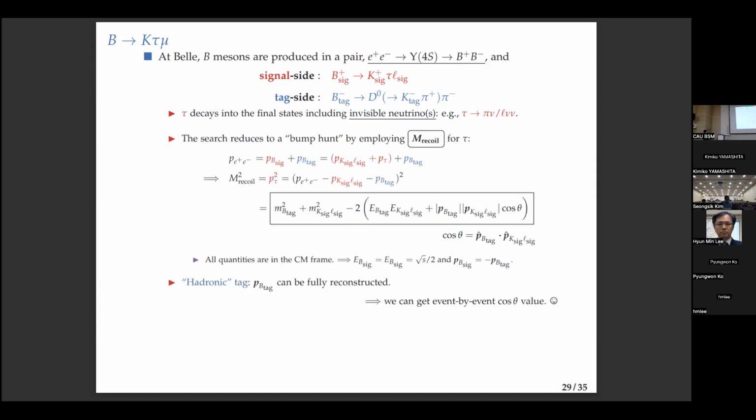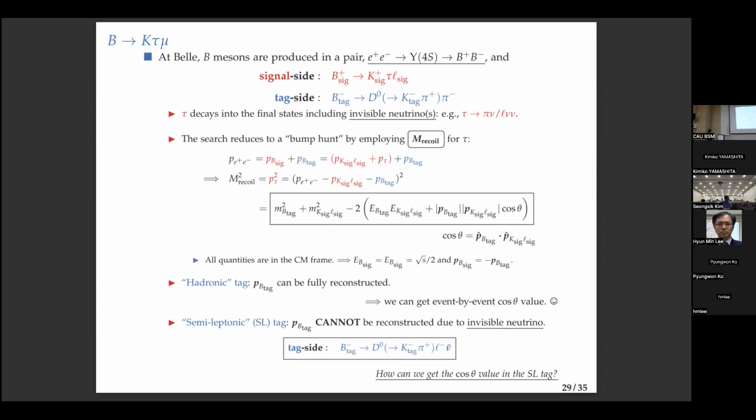And this strategy reduces to a bump hunt by employing the recoil mass for the tau. So in the center of mass frame, the recoil mass can be expressed by this equation. And as you can see, all the quantities are measurable. For instance, the energy of the B tag is measurable if we consider hadronic tag. And the energy of the K and L is also measurable. And if we know the momentum direction of the tag side B, we can also measure the cosine theta.